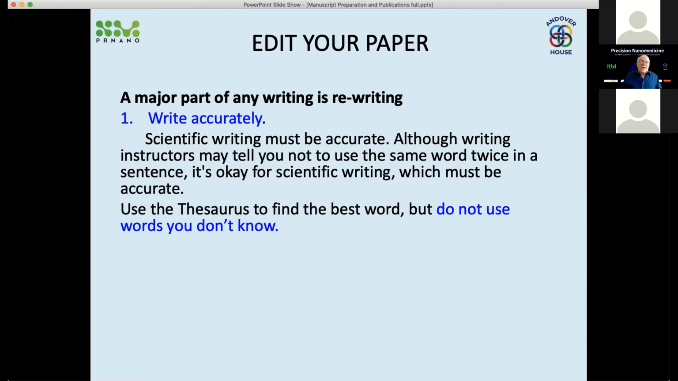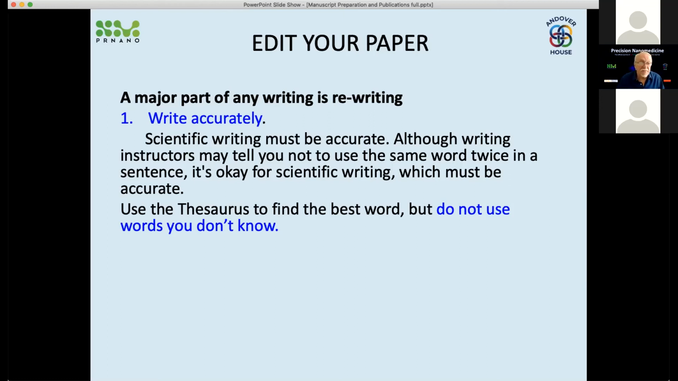Now the next big area: edit your paper. You've just done the first version, the second draft, and you are now in the major part, which is rewriting. One of my friends said that I am writing a page every day. Unfortunately, this is the same page. So what should you pay attention to?